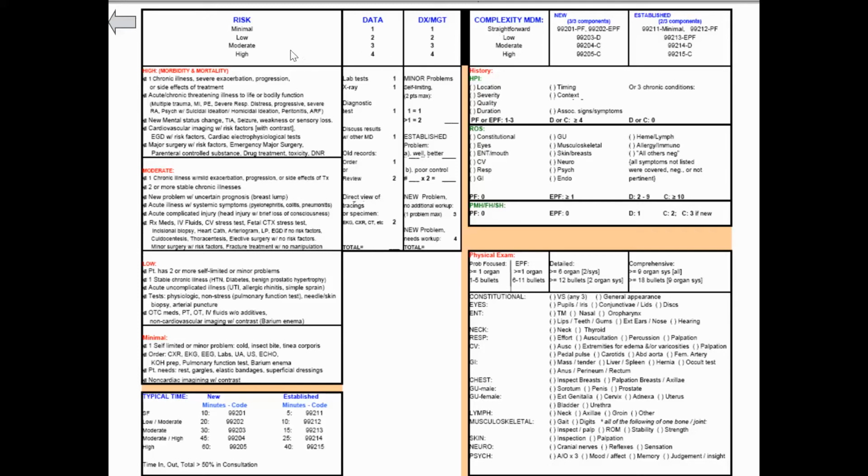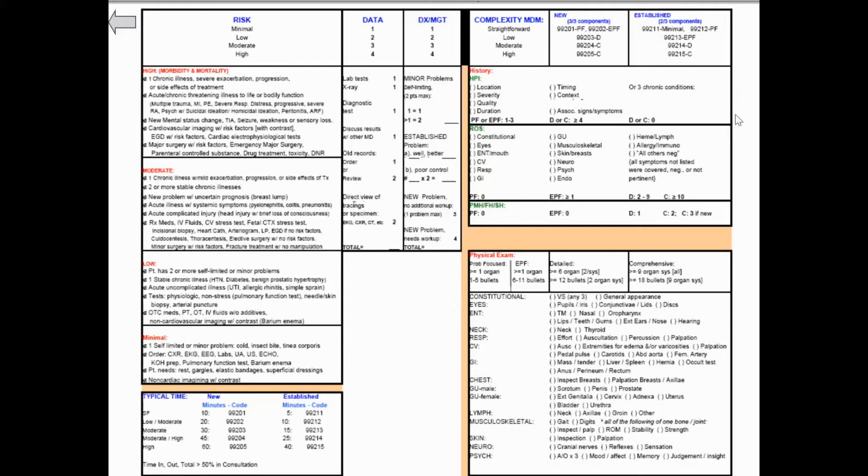Up until now, we've looked at the risk section, the data, and the diagnostic management decision sections, and how easy these are to quickly calculate and to generate the complexity of medical decision making, and let that be the ethical way that you decide whether it's a new patient or established patient, what the code is for the visit, the service that you provide in that patient visit that day. And also we've talked about how this tells you the level of documentation that is required to support that code for that level of service.